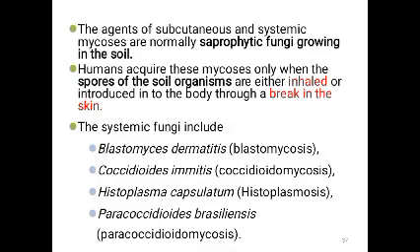The agents of subcutaneous and systemic mycosis are normally saprophytic fungi growing in the soil. Humans acquire this mycosis only when the spores of the soil organisms are either inhaled or introduced into the body through a break in the skin.